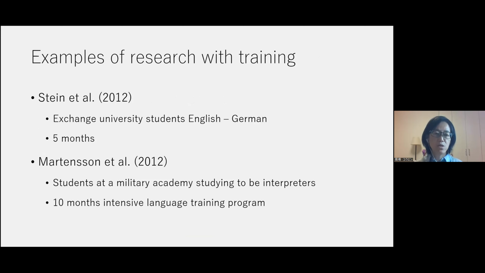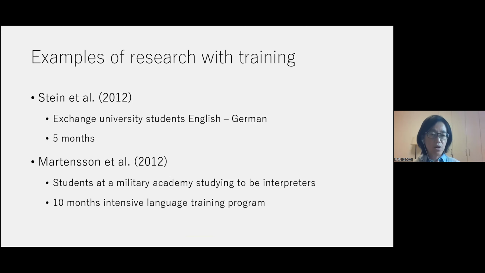For example, this research published in 2012, they recruited exchange university students from America who are studying German in Switzerland, and they gave them 5 months of German training and compared the brain structure before and after.